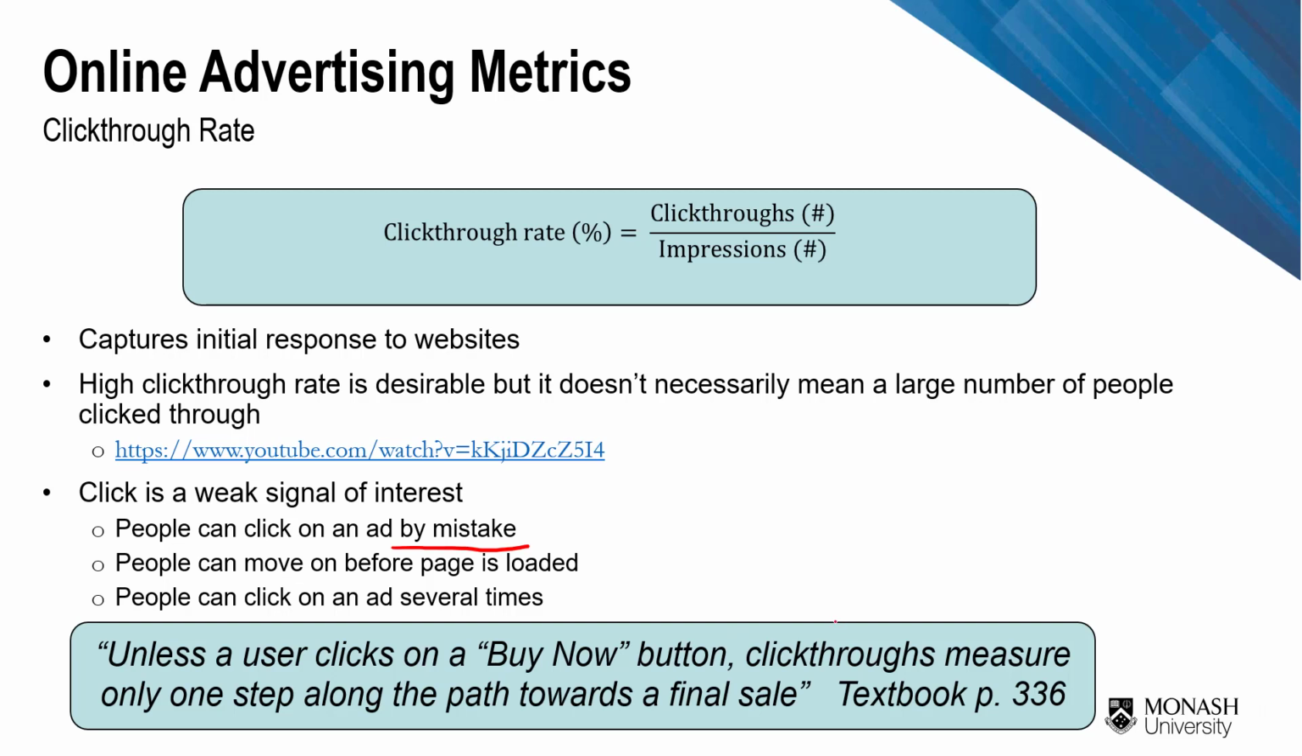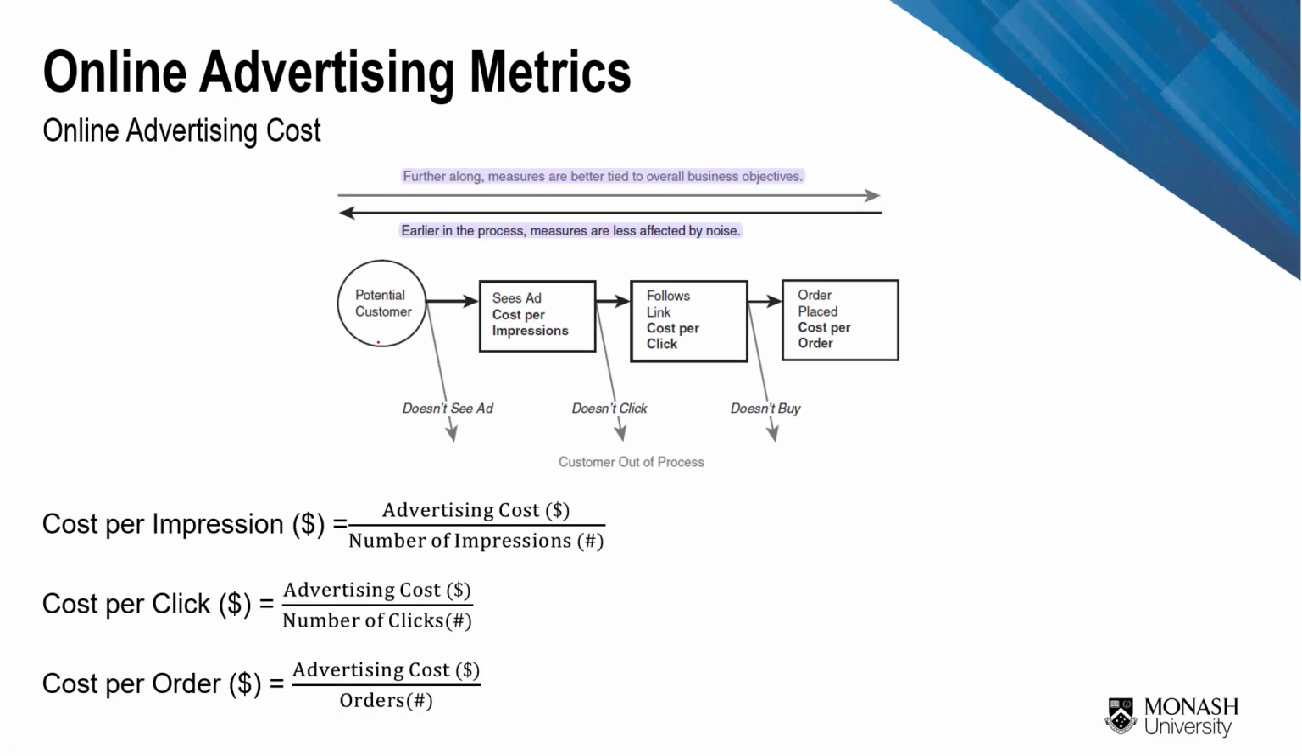Click-through rate, they're saying, is one step along the path towards final sales. Why? Because when you click through, it's sort of halfway there, but you're not there yet. You have successfully diverted these people to your website, and it's like halfway of the process. That's what they're saying. So there are obviously costs associated with it.